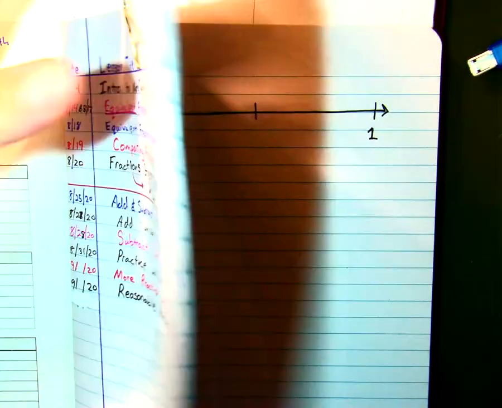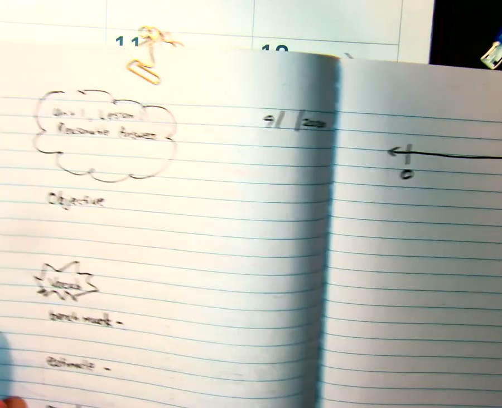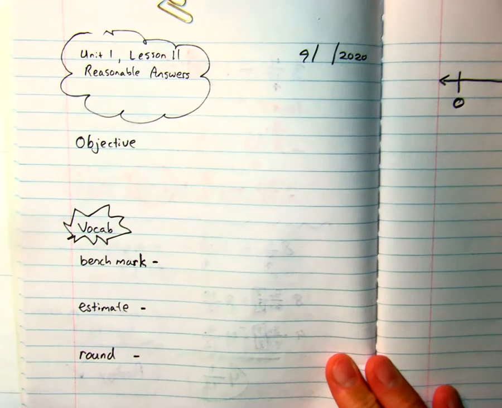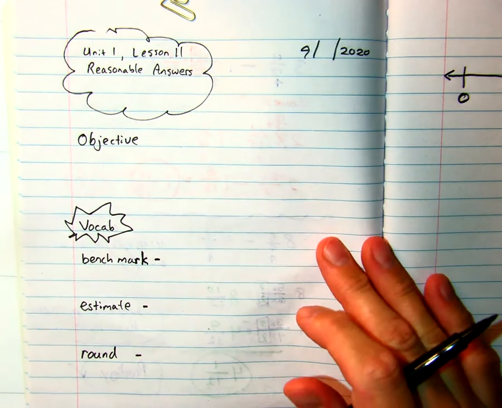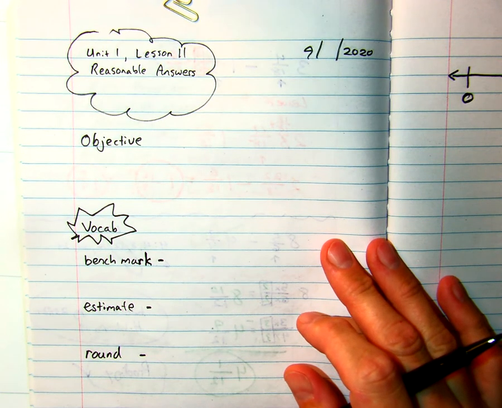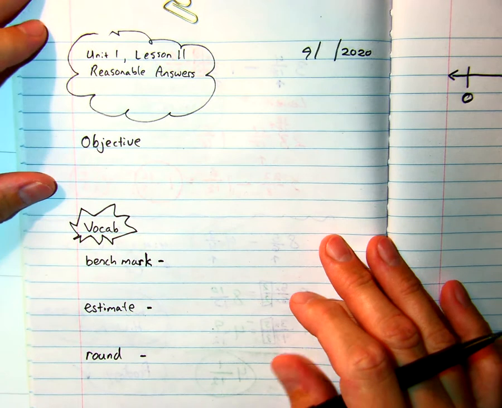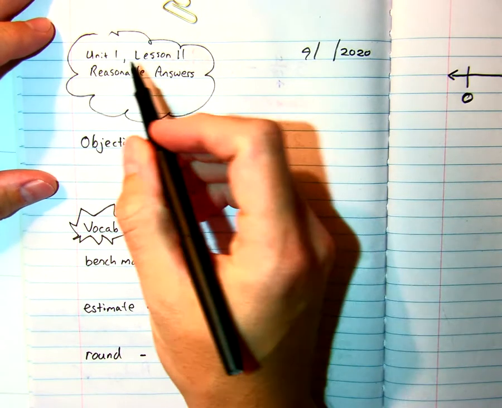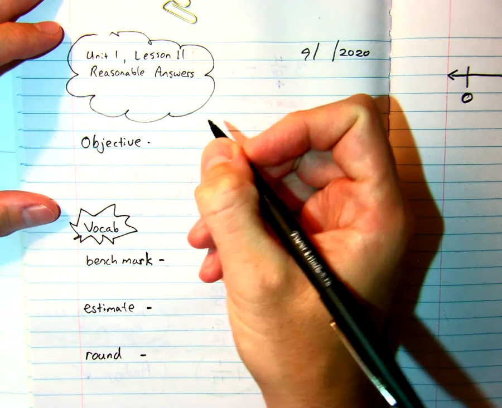All right, and for time, I've gone ahead and framed out some of these items. When we're watching this, if you are keeping up with your physical notebook, you can pause this video to get this set up. All right. Unit 1, Lesson 11, Reasonable Answers. Let's go ahead and get that objective written together.